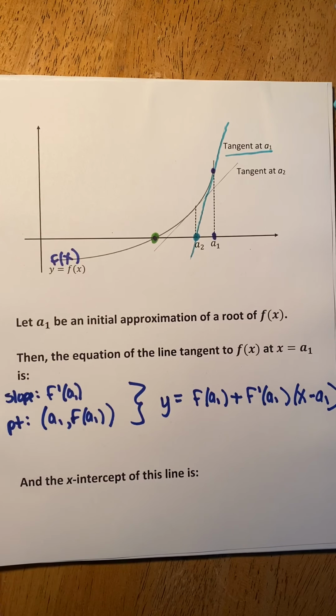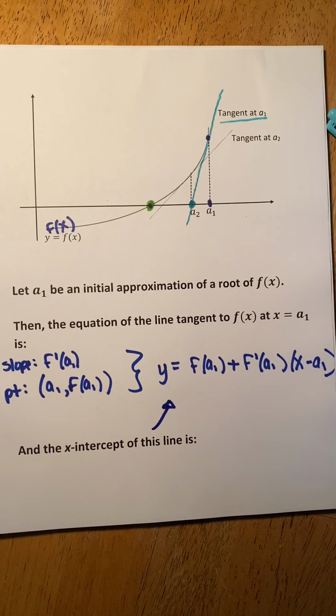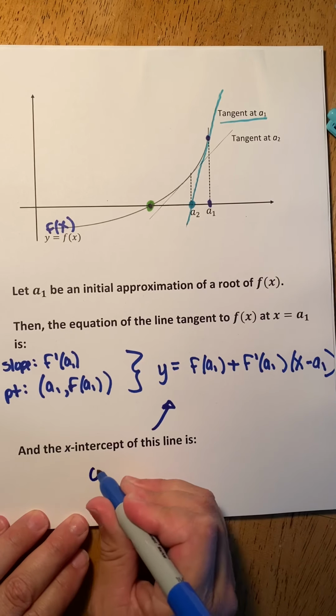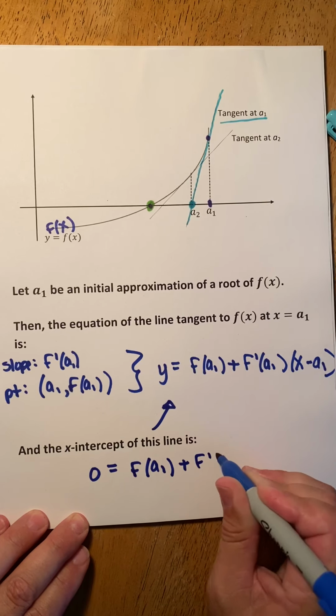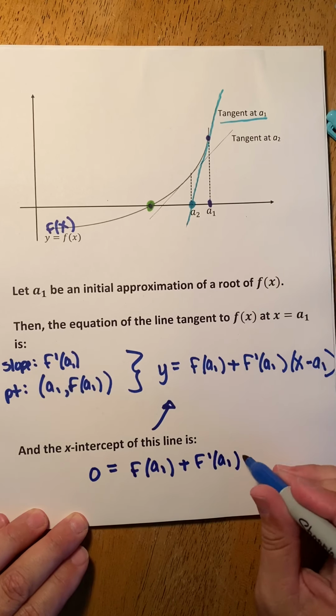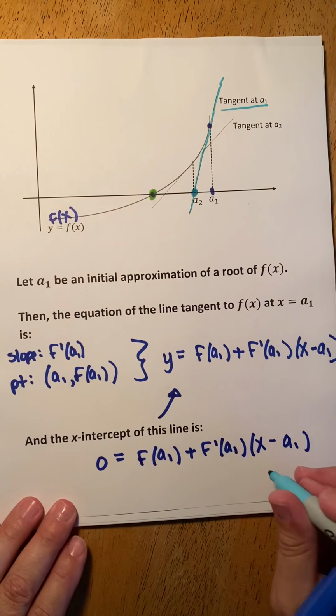So we need to find the x-intercept of this line. Well, the x-intercept of that line is when y equals 0. So we're going to set y equal to 0 and solve for x. If y equals 0, we get 0 equals f of a1 plus f prime of a1 times x minus a1. Those will all be values we know once we know the function and that initial guess. Now we want to solve for x.